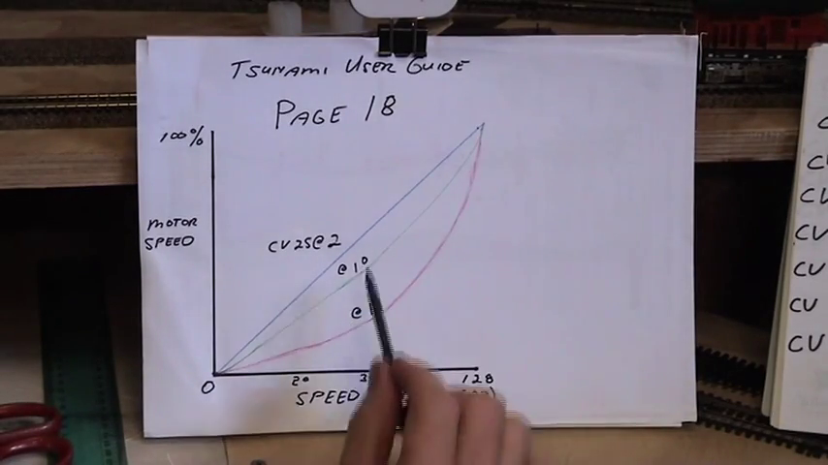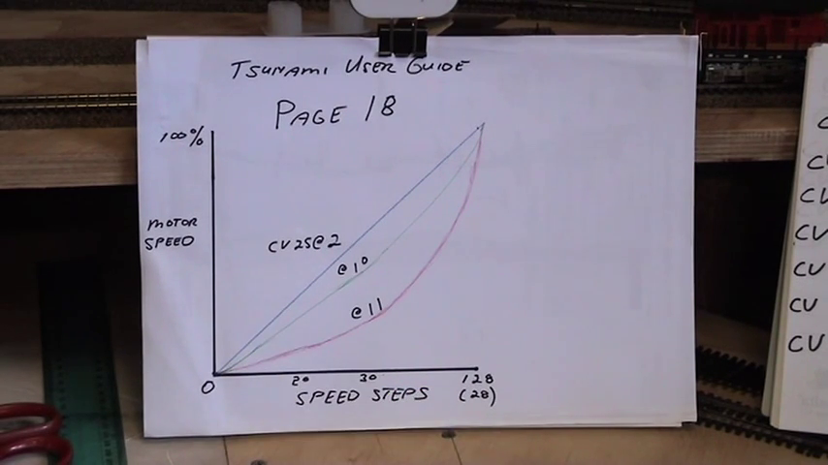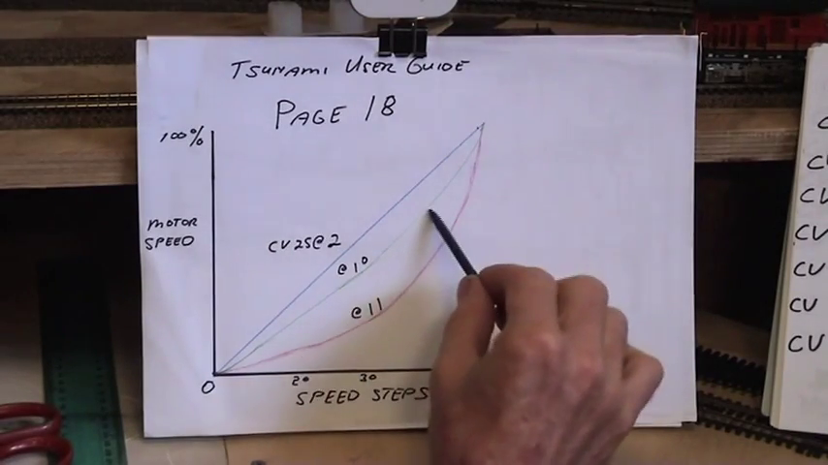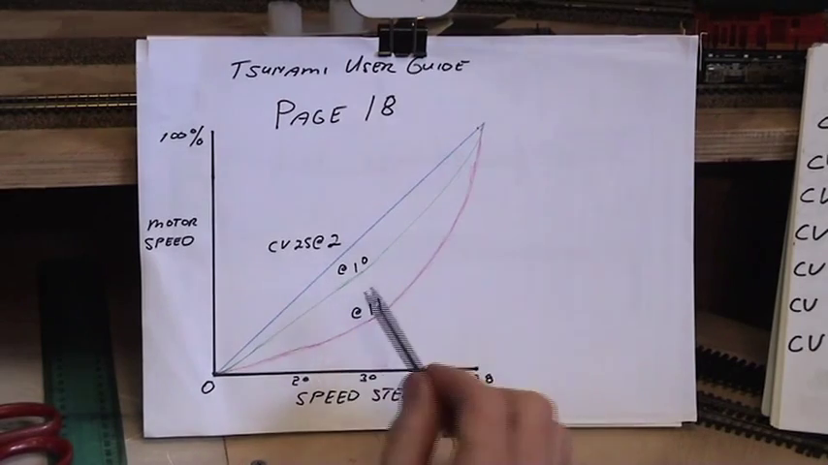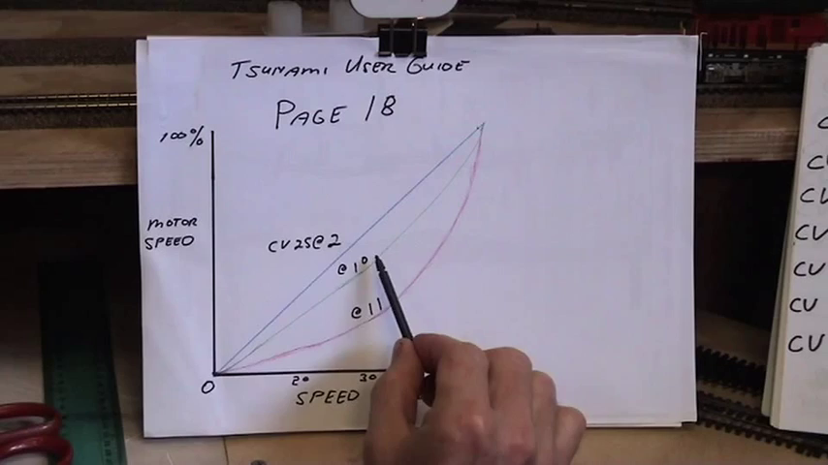As you accelerate through your speed steps here, you see your speed goes up in a straight line. Now I was using exponential speed curve 2. Don't worry about the exponential thing, that's all geeky stuff. Let's just call it speed curve number 2, which is CV25 set at 10. So that's what I used to run at.